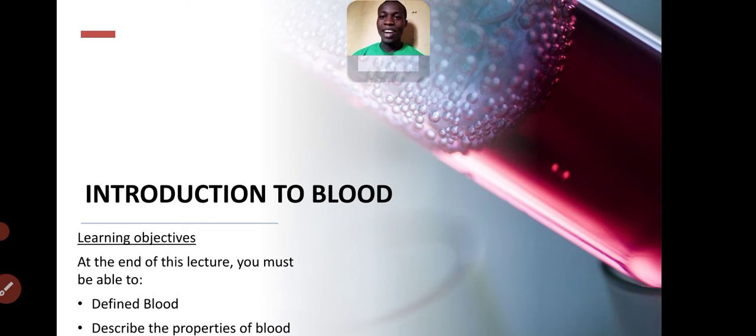Today our lesson will be on blood. An introduction to blood, learning objectives. At the end of this lecture, we must be able to define blood and describe the properties of blood. This is not a very hard task, very easy, and we are going to deal with it gradually. So just pay attention as we go through our lesson.